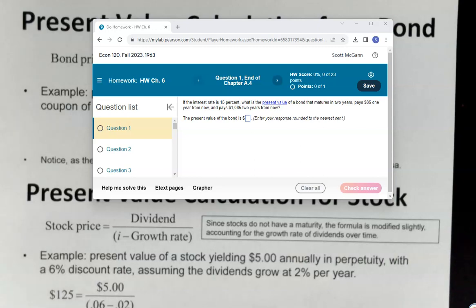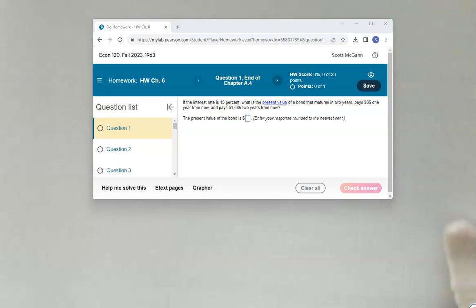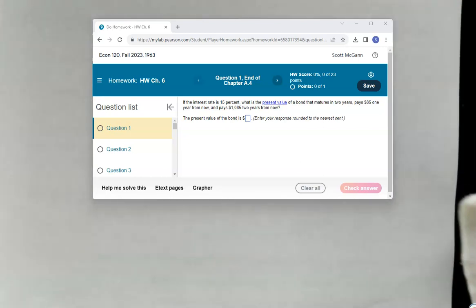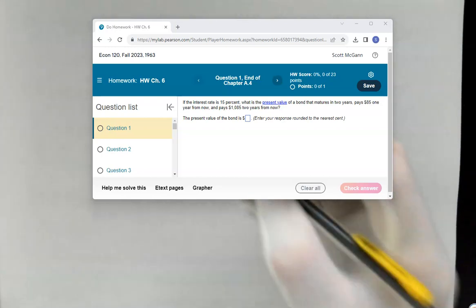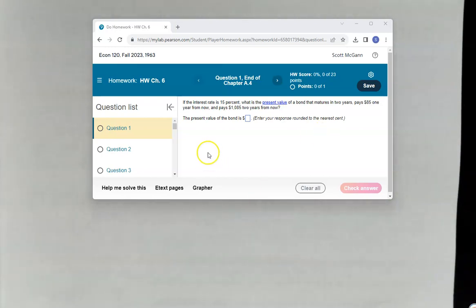Okay, now let's continue on from the first video and let's go through a homework example and show you how to walk through these problems. So in this example it says, if the interest rate is 15%, what is the present value of a bond that matures in 2 years, pays 85 1 year from now, and pays 1,085 2 years from now? So let's write out our formula first.